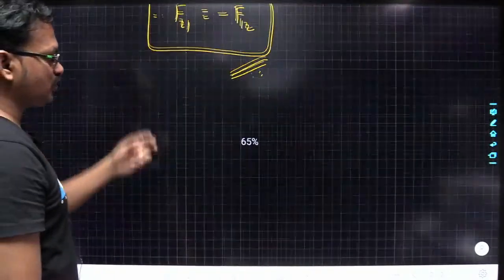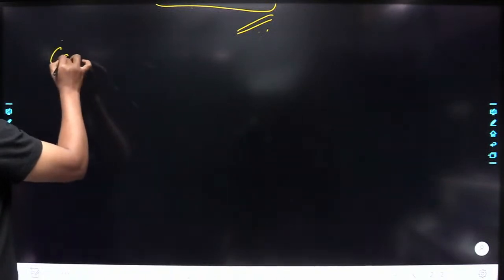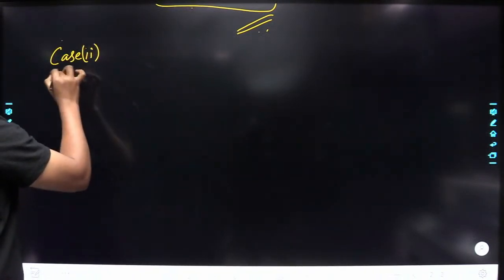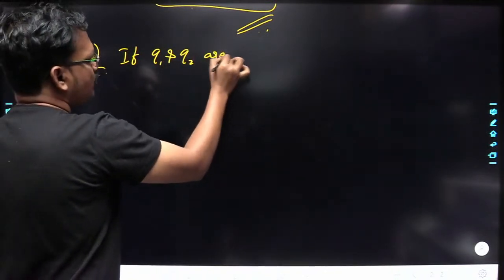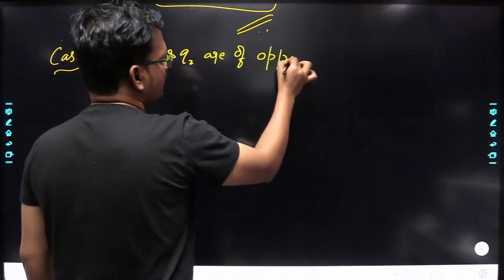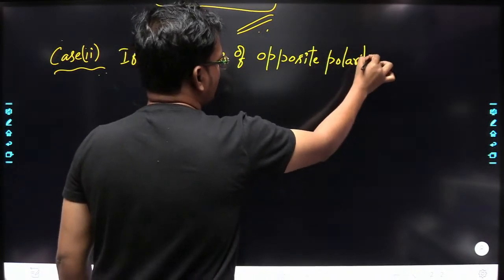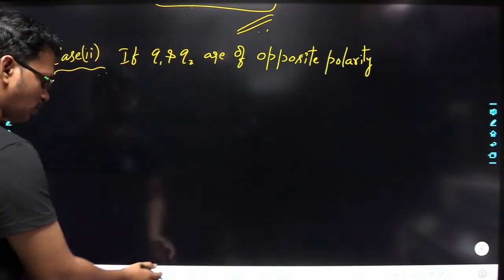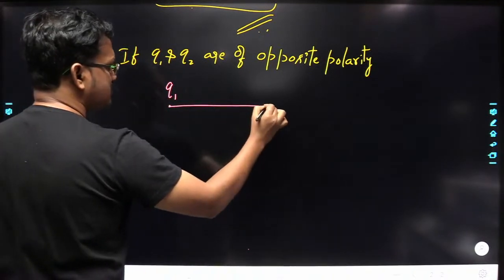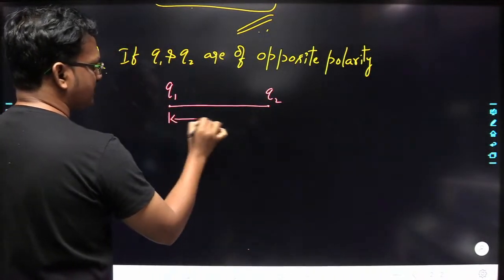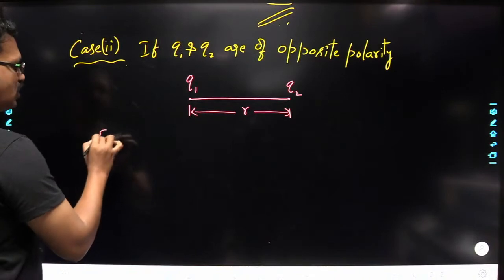Now if you consider case 2 here, what is case 2? If Q1 and Q2 are of opposite polarity, then how to determine the force? So here let us say Q1. See, magnitude wise there will be no change here. Magnitude will be same. Yes or no? Okay. Magnitude must be always positive. Yes or no?